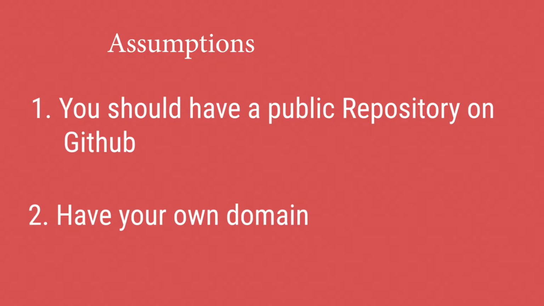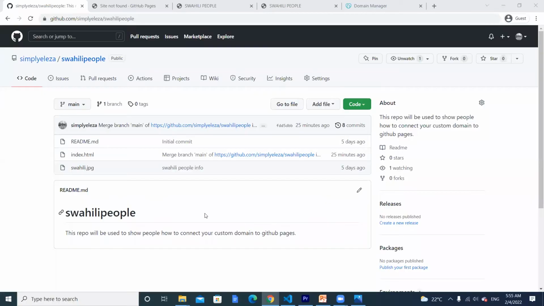The second thing I will assume is that you have your own domain name, which you want to connect to your Github pages. I have a domain on godaddy.com. This is our domain name. But you can also have a domain with other services like Google Domains or hosting. It doesn't matter. They all provide a way to manage your DNS. This repo is what we are going to be hosting on Github pages.